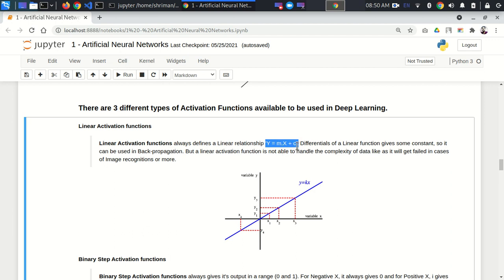And in that case, guys, m is the slope, and whenever you do this differentiation you are going to get m, a constant value.